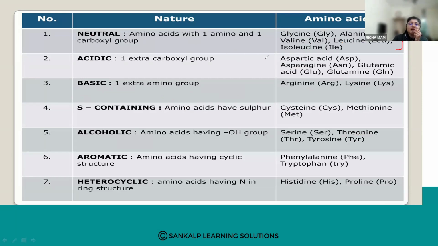Acidic means one extra carboxylic group. So this comes under acidic. Then you have basic. Basic means one extra amino group. So these come under basic. Then what are sulfur-containing amino acids? Sulfur-containing amino acids are cysteine and methionine. Then alcoholic. Alcoholic means it consists of one OH group. So these come under alcoholic amino acids.